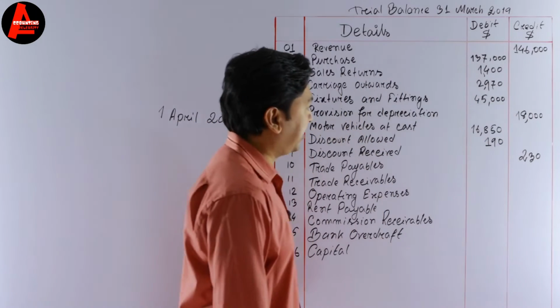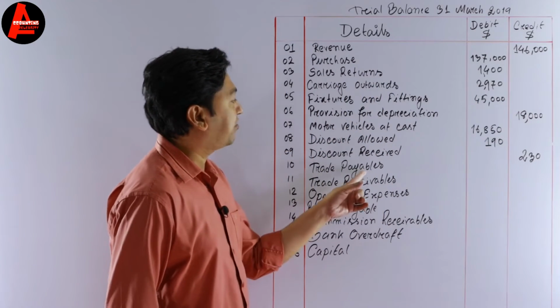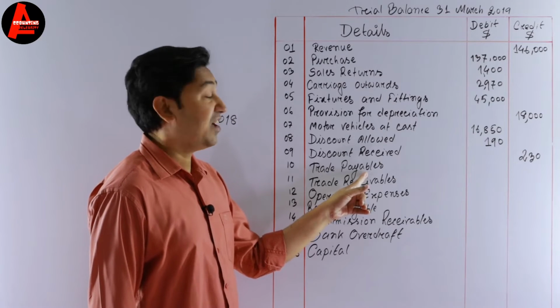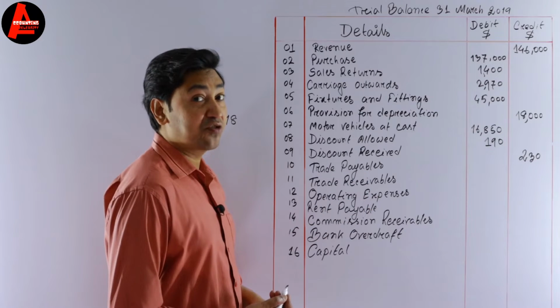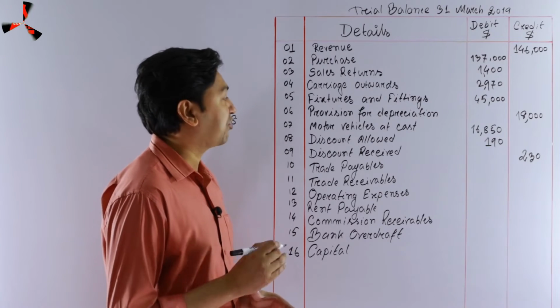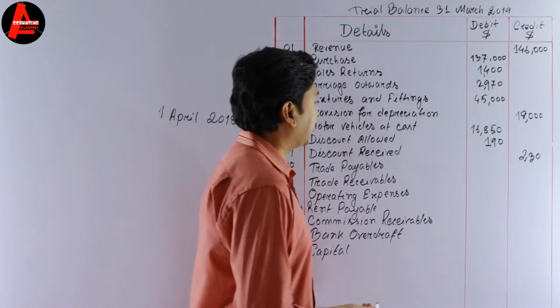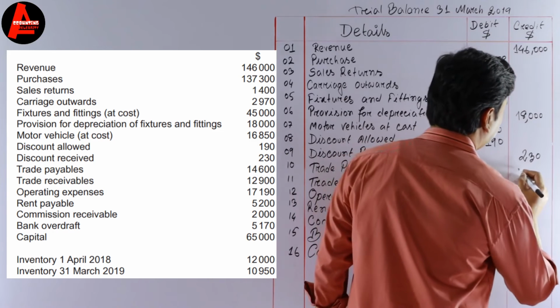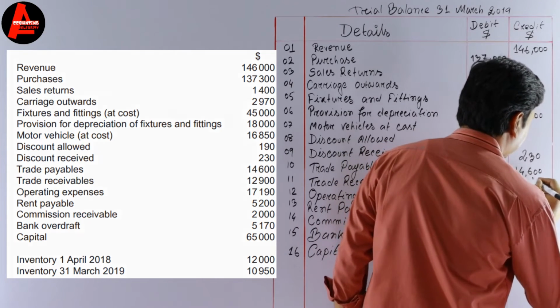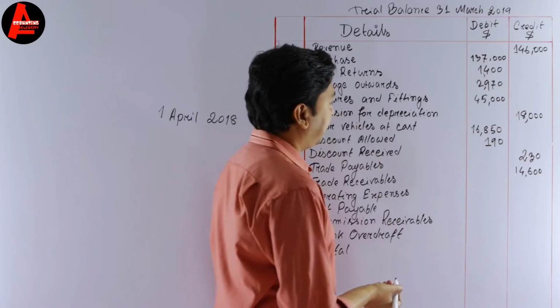Okay, we record it. Then we have here trade payables. What is trade payable? It is a current liability. Yeah, current liability has credit balance. Okay, all liabilities will be credited on the trial balance. So let us write the value on the credit side. It is $14,600. Okay, very good, we record it.